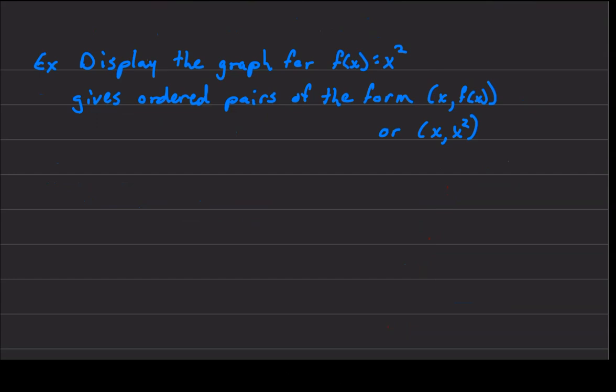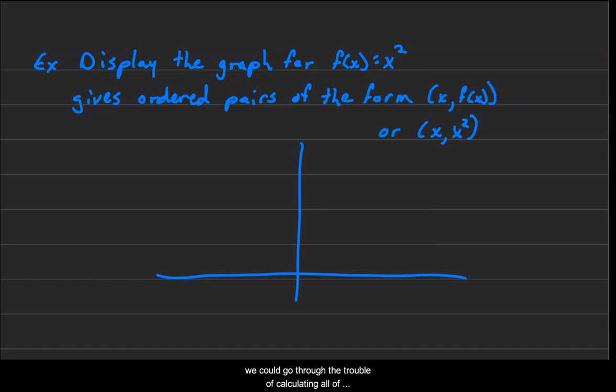For the next example, we'll say display the graph for f of x equals x squared. And that gives ordered pairs of the form (x, f of x), or when you substitute in x, (x, x squared). And if we were to graph this, we could go through the trouble of calculating all of these ordered pairs, or since we're probably pretty familiar with this already, we can do this in our head.